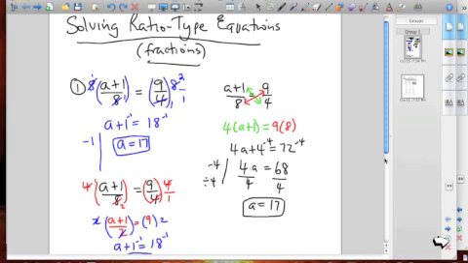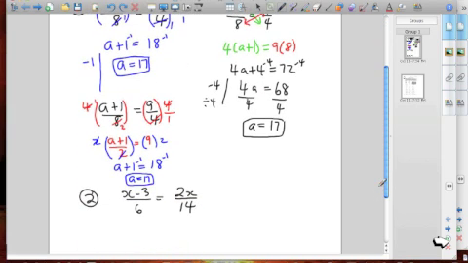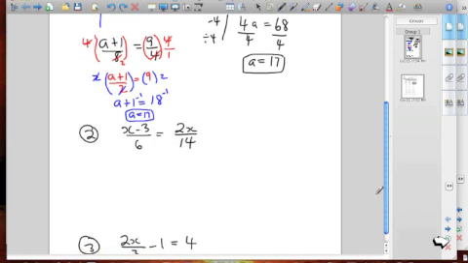3 different ways to solve exactly the same equation, which is why you have to be so clear on your rules and so clear in your writing, because not only will I get mixed up reading it, you will get mixed up with your own writing. Okay? Let's take a look at example number 2.